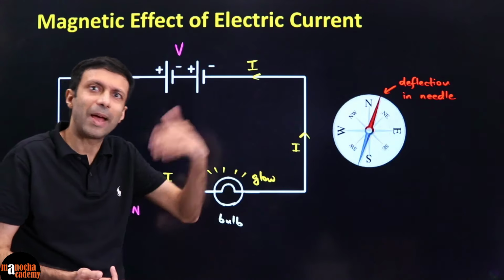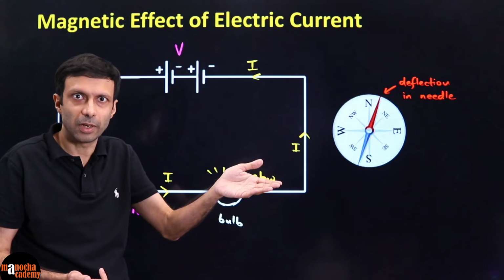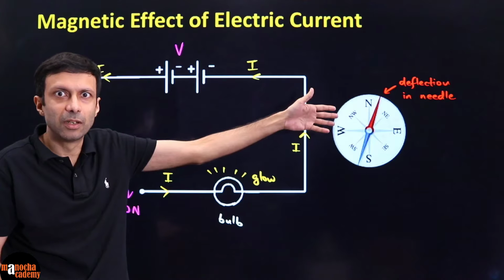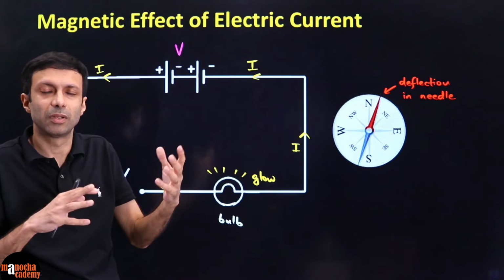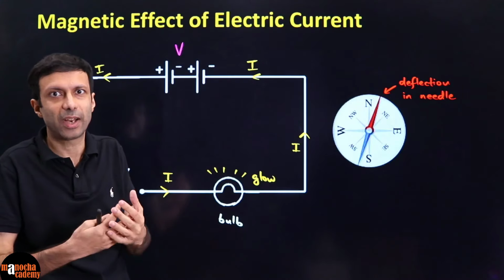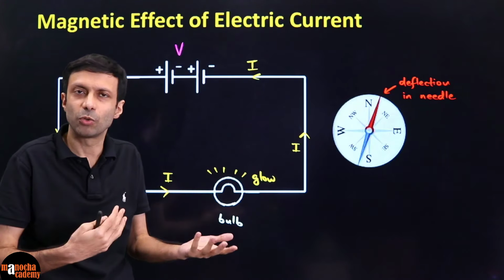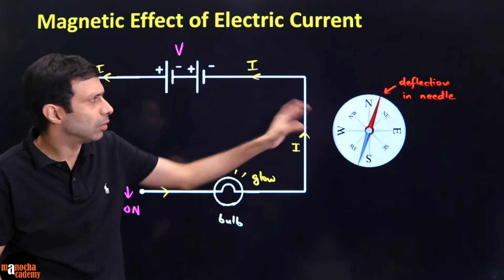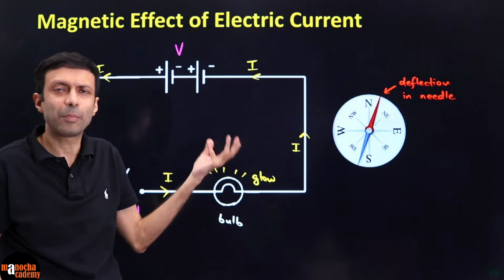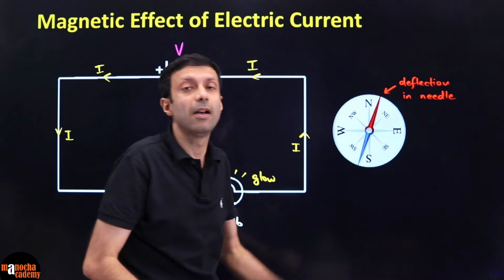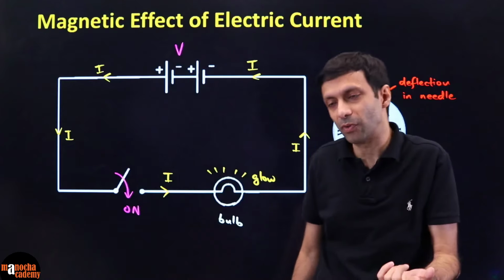Because we know that only a magnet should affect a magnet, right? Only a magnet can affect a magnet. Just like we know like charges repel each other, unlike charges attract. Same, we know North Pole, South Pole attract each other. Like poles repel each other. So this kind of thing should only happen with a magnet. Why is it happening with the current? This is what is the magnetic effect of current.